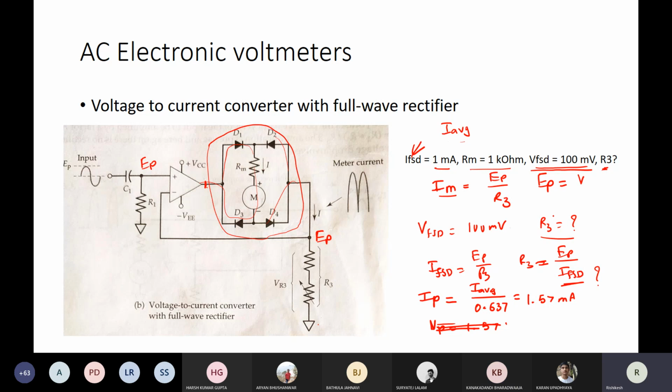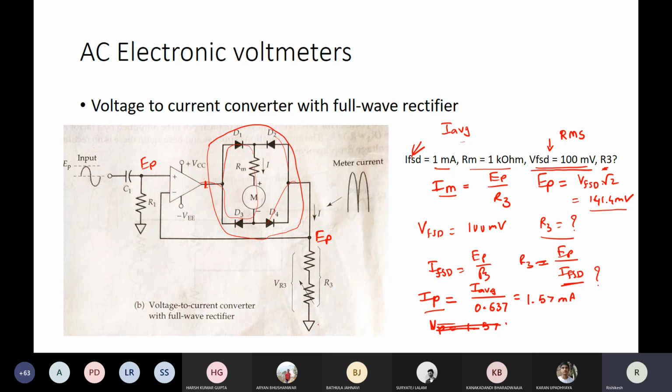E peak. So here VFSD is in RMS, I think. Yes, it must be in RMS. What I told you: when it is not mentioned, you should always take it as RMS. So what is E peak then? VFSD times root 2, so nearly 141.4 millivolt. So this is the peak voltage.